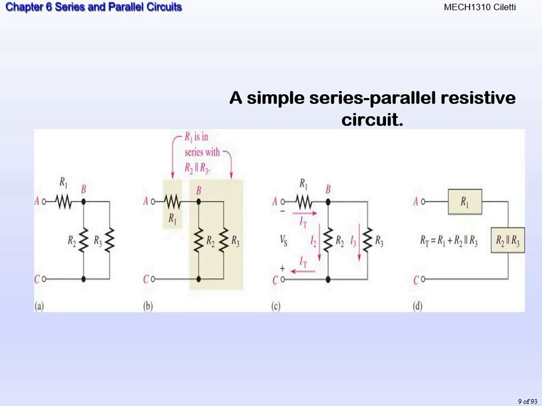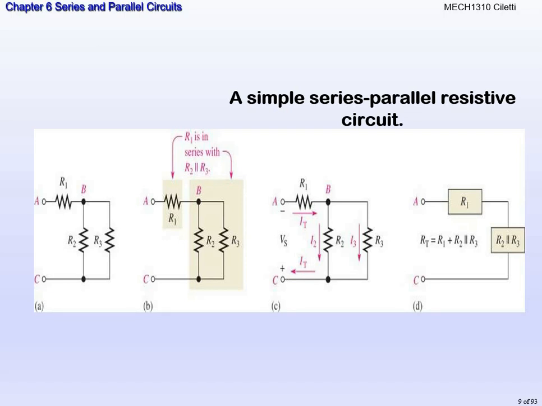If we look at that, R2 and R3 have what type of relationship? They're in parallel, right? We can tell that because of the way the nodes are. So R2 and R3 are in parallel, and that parallel combination is in series with R1. So in part D on the right-hand side, you can see that to find the total resistance, we would find R2 in parallel with R3, get that parallel resistance, and then add it to R1.